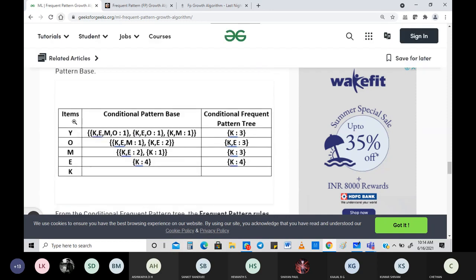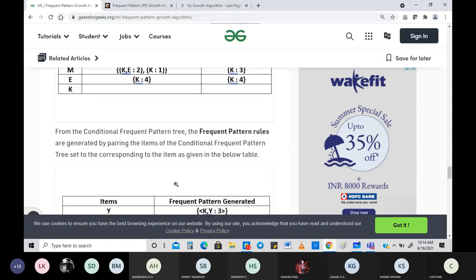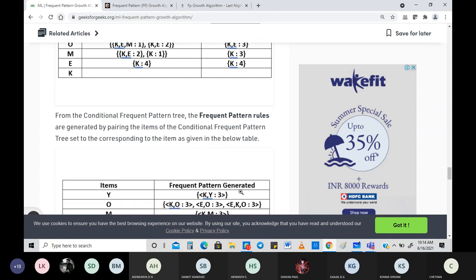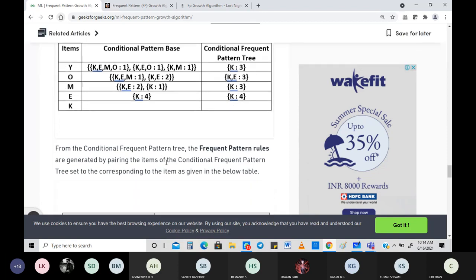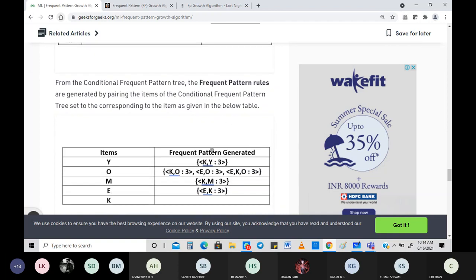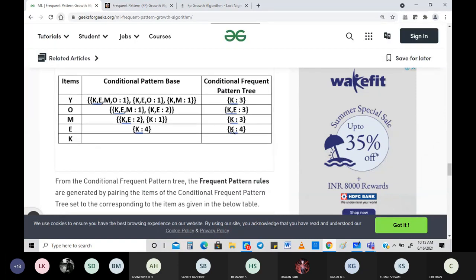Again, we are taking the items right here. The items are written as frequent. What you can see is the frequent pattern that is generated here. What is the pattern that is generated? You combine this K with this item. You combine this conditional frequent pattern tree with this item: K, Y, K, E, O, K and M, K and E. If you do that, what is the thing that you got? You got K, Y, then K, O, E, O, M, O. And how do you say this? You can say it like this.